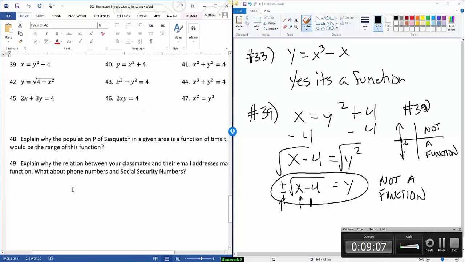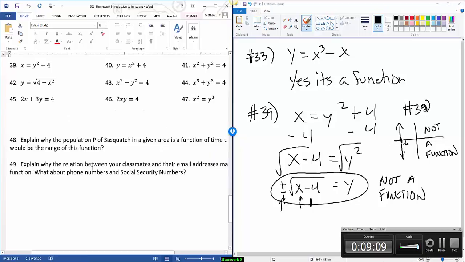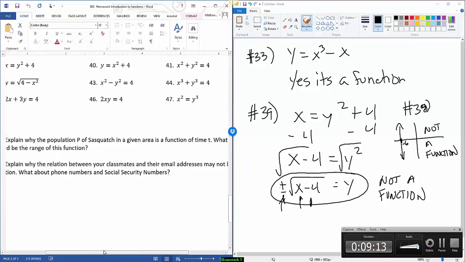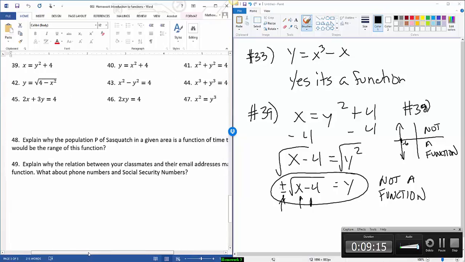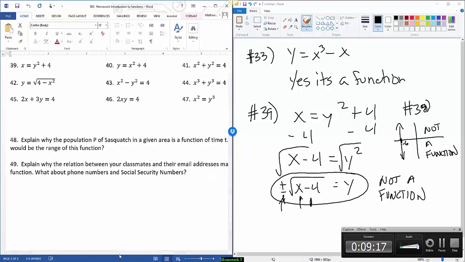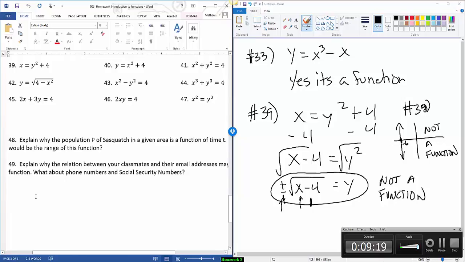And then this might be a good one to kind of share with people. Explain why the relation between your classmates and their email addresses may not be a function. And what about the phone number and social security numbers? So let's take a look at that. Examine that and talk about that with your classmates.